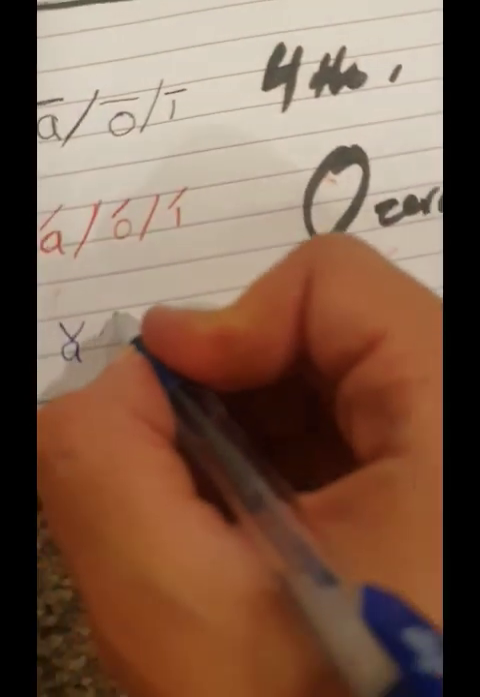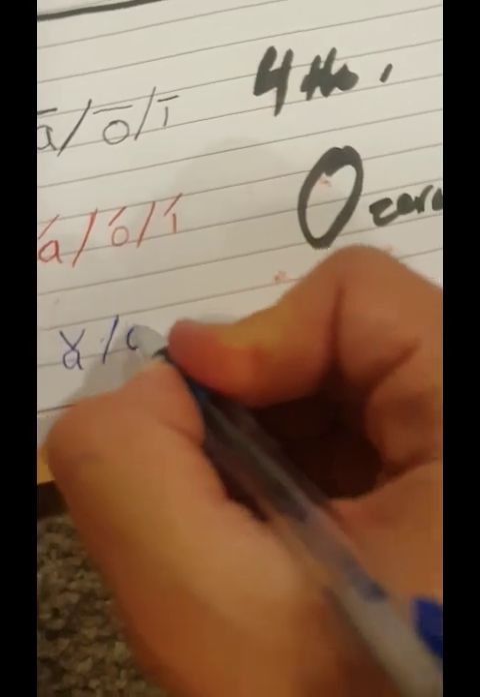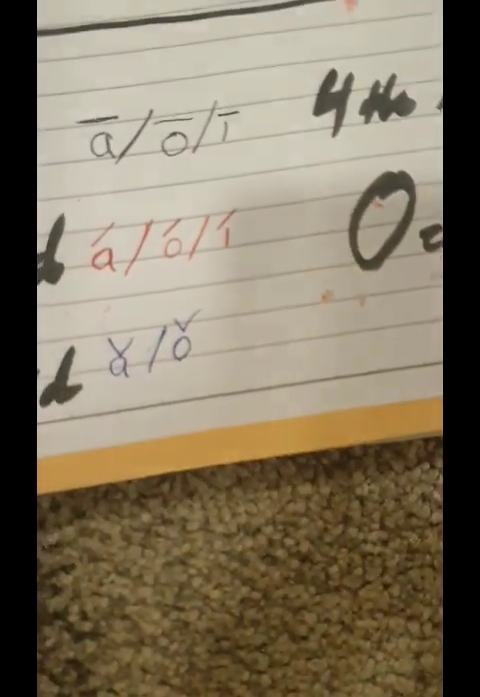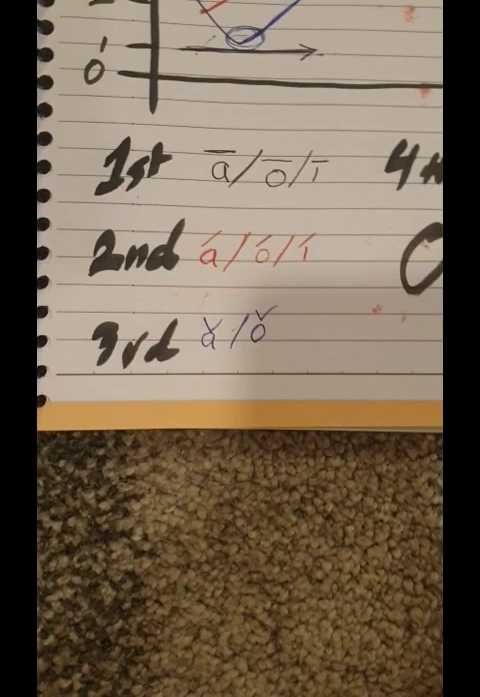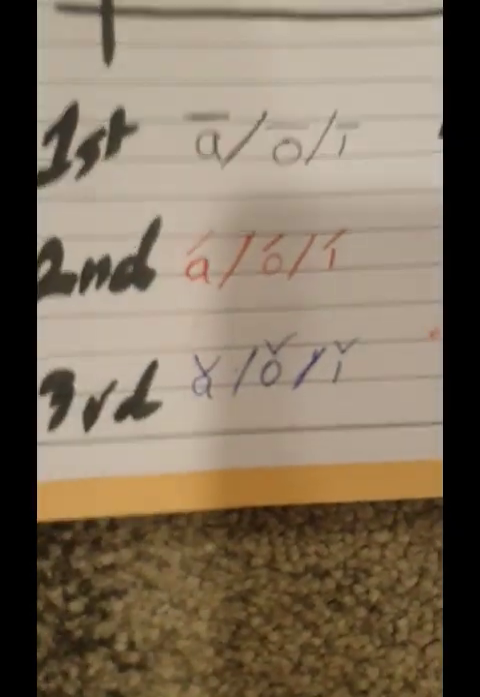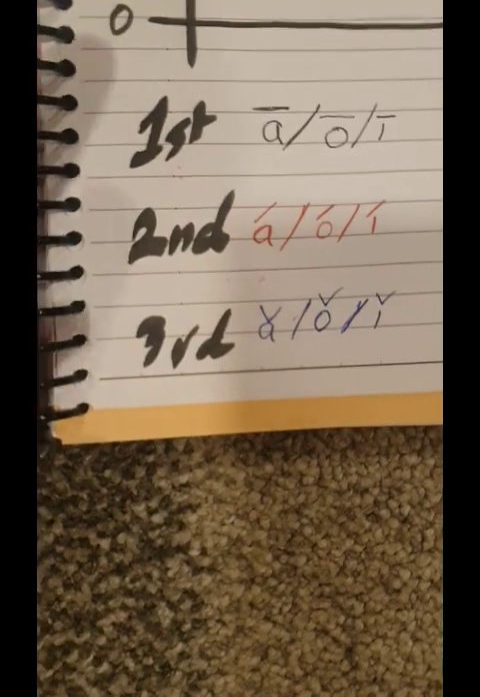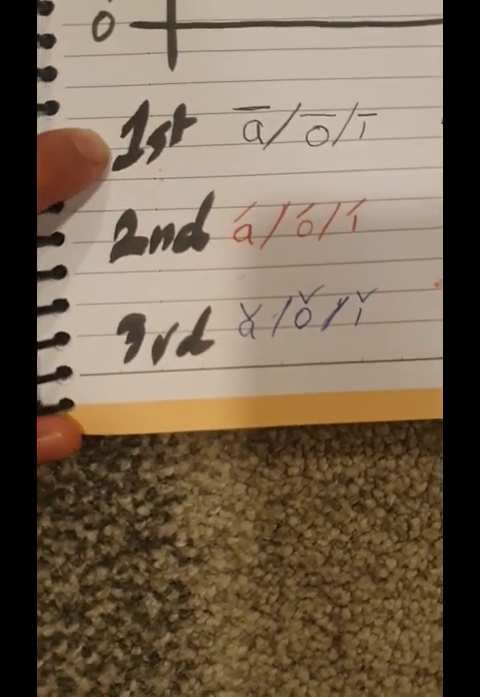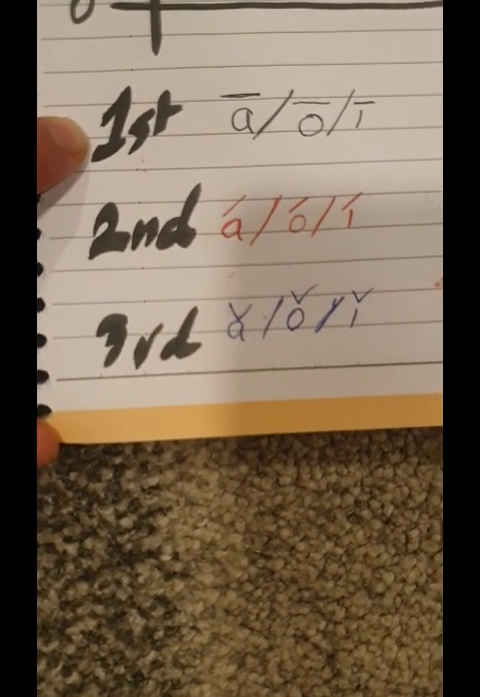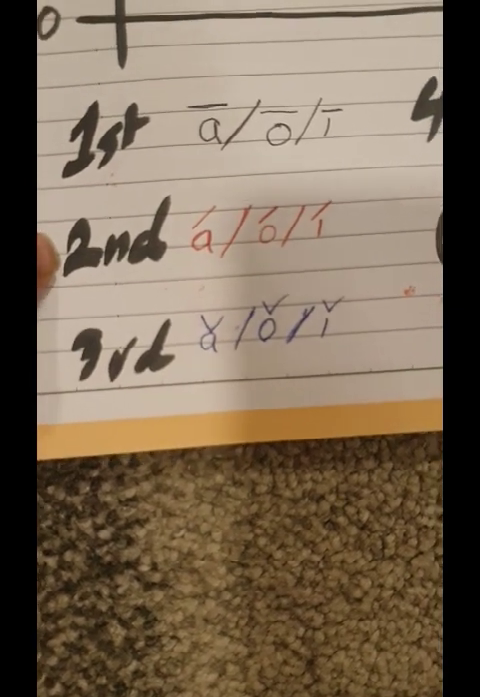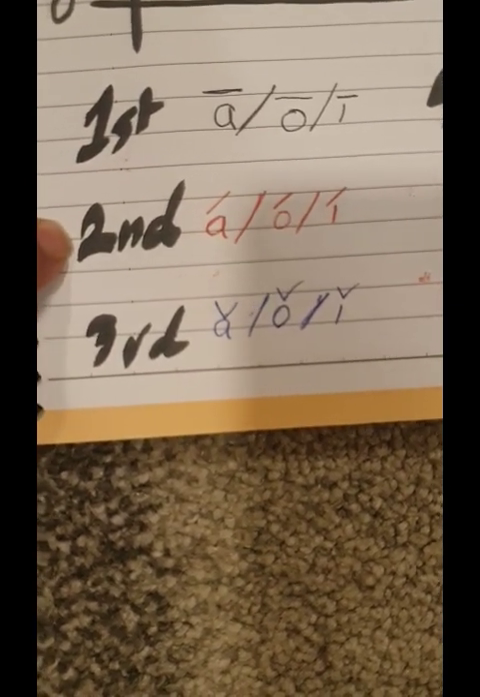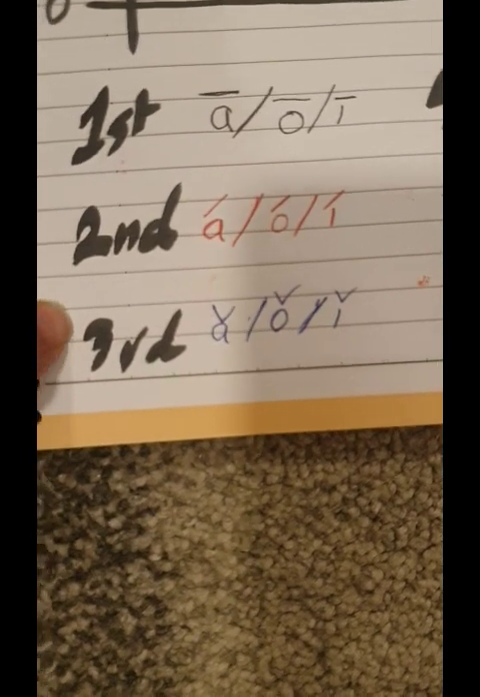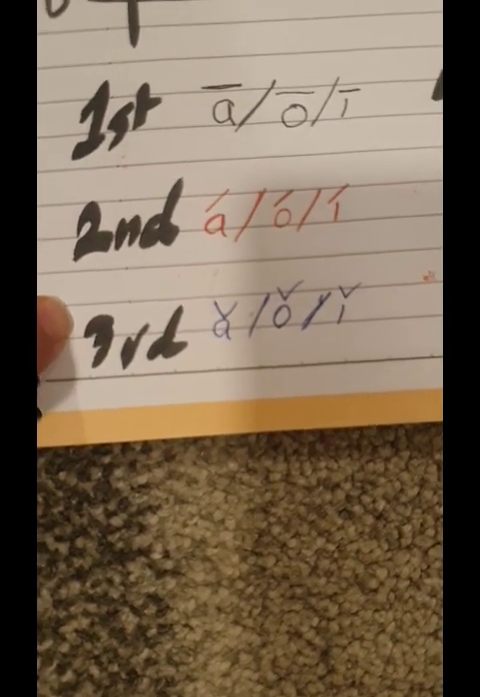Let's put it with another letter. With O. O. Let's put it with an E. E. Not like the first one. The first one, A, O, E. The second one, A, O, E. The third one, A, O, E.